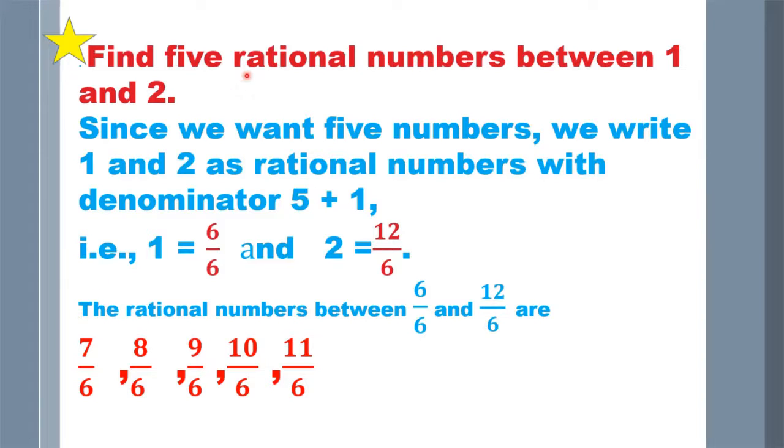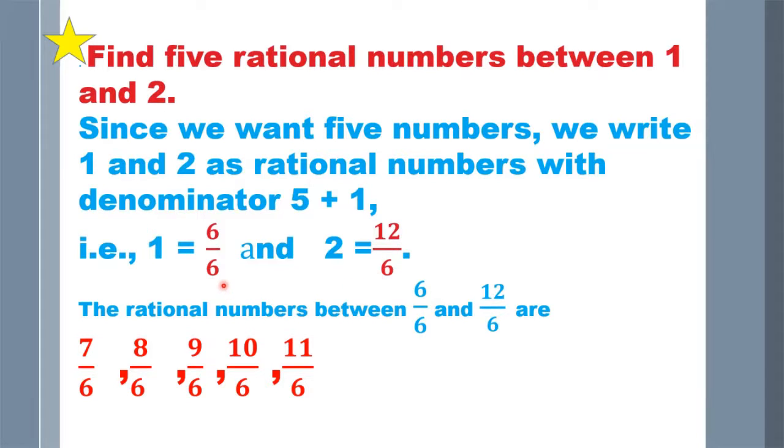Now here is a sum where we are going to find 5 rational numbers between 1 and 2. Since we want 5 rational numbers between 1 and 2, we are going to convert the denominator into 6. When we convert the denominator into 6, we will get 6 rational numbers. What is 1? 1 is 1 upon 1. So you multiply by 6, you get 6 in the denominator and 6 in the numerator. So 6 by 6 is 1. And for 2, 12 by 6, 6 twos are 12.